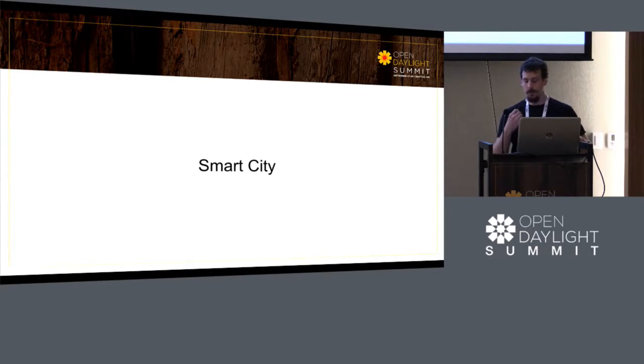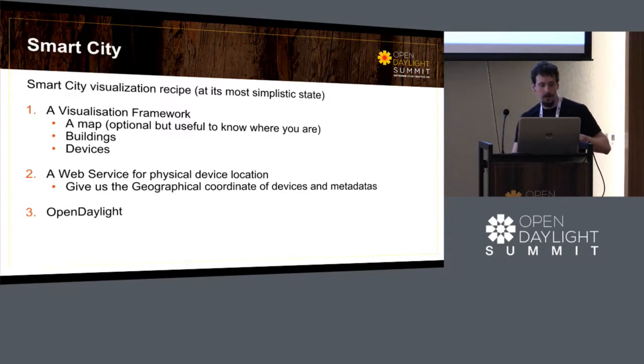So for the sake of this presentation, we'll separate it into 3 different components. The first one will be a visualization framework or application. It can be web or native. It's really up to you. The major thing this application needs to do is be able to show a map. It's kind of optional. You can just have a plane where everything will be put, but with a map it's more intuitive. You see more where you are.